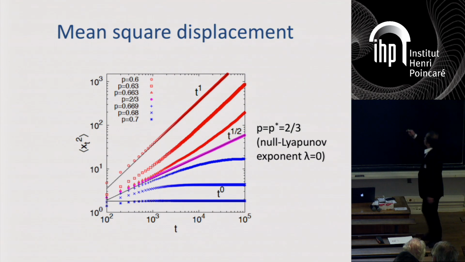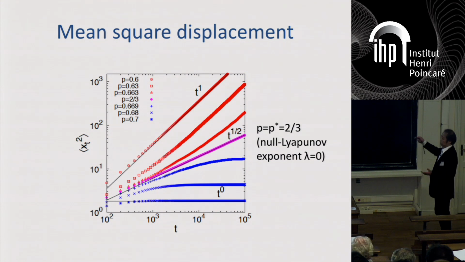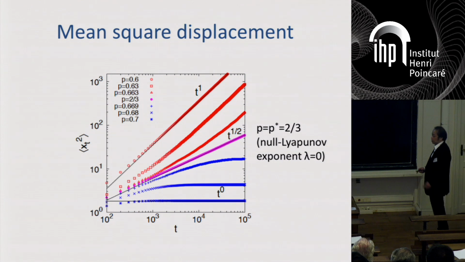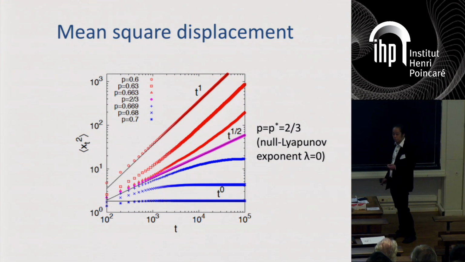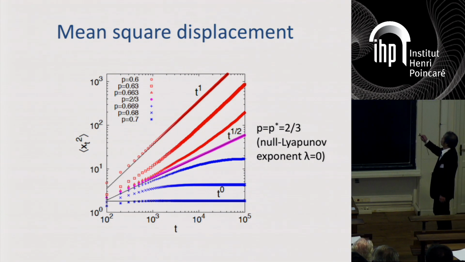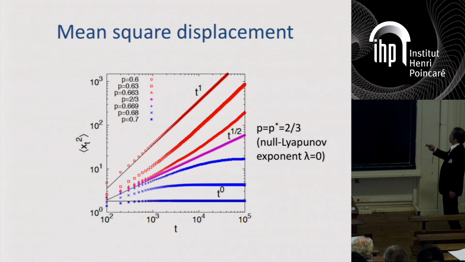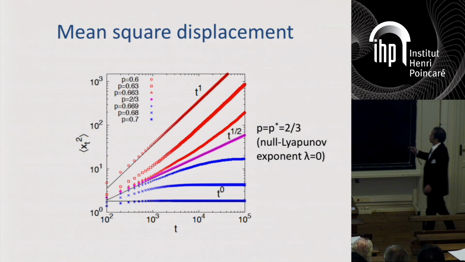Like this way. So we change the probability p from 0.6 to 0.7. And this is the mean square displacement for this randomly switched linear map. If p equals 2/3, then the Lyapunov exponent is exactly 0 for these random dynamical systems. In that case, we have this pink line for MSD, t to the 1/2. So it's anomalous diffusion. And if p is more than that, then we have this blue line. The exponent is 0. It's trapping, localization.